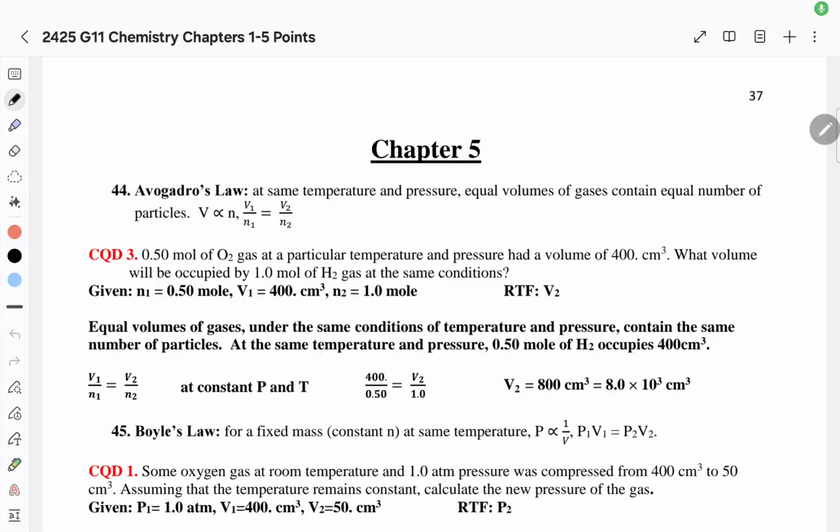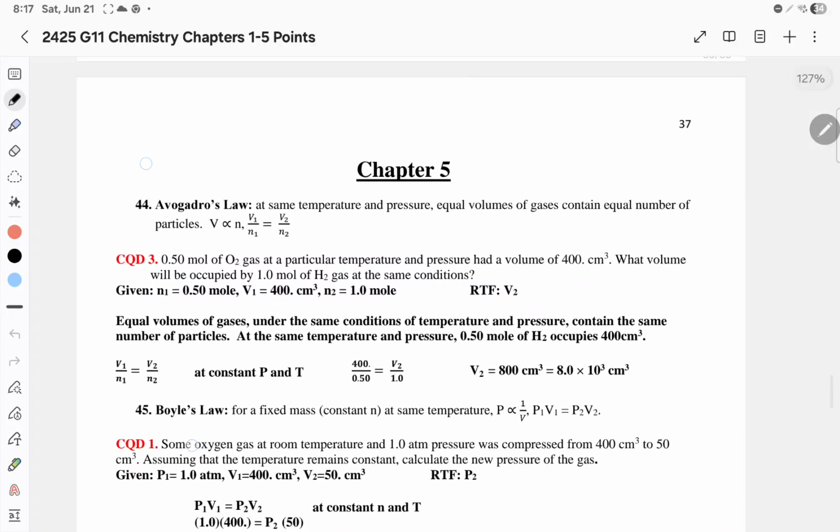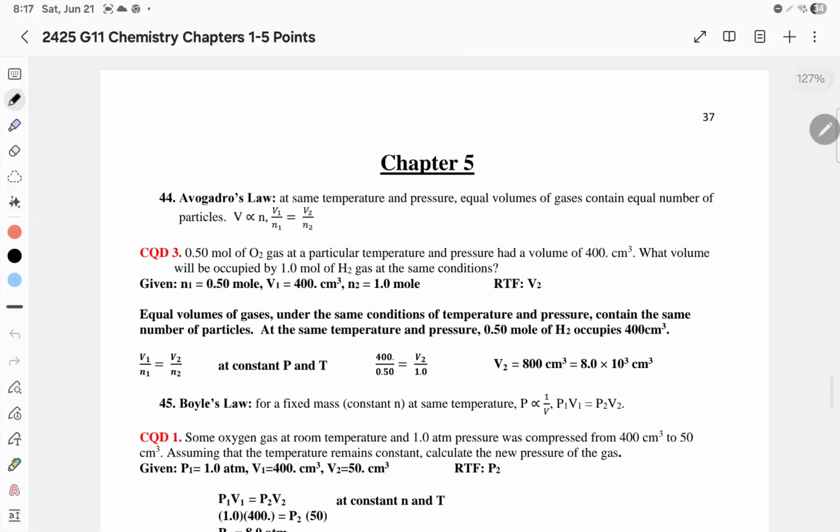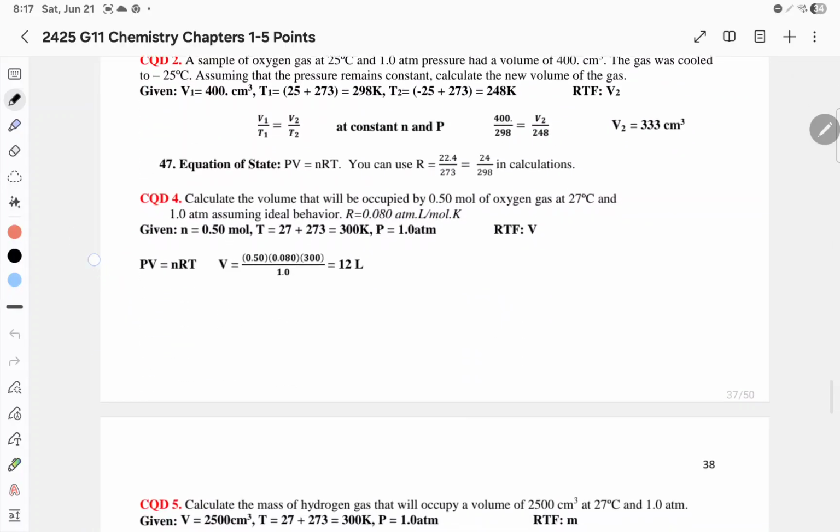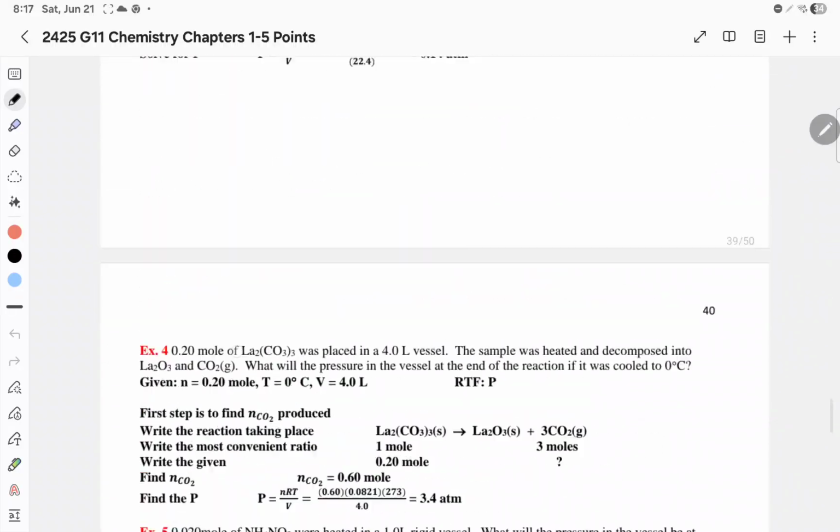Everyone, so we're doing now chapter 5, which is our last chapter for the Chem final, and this chapter finally has some explanations, even though most of which we have already taken, but it's fine.